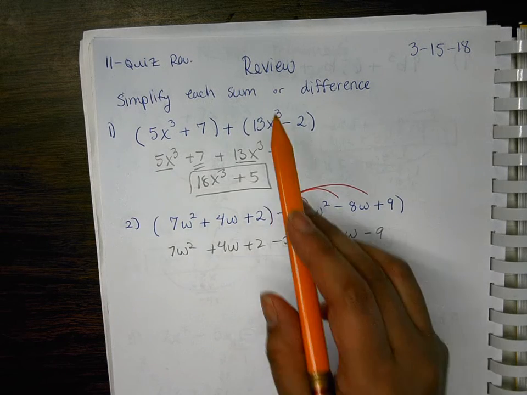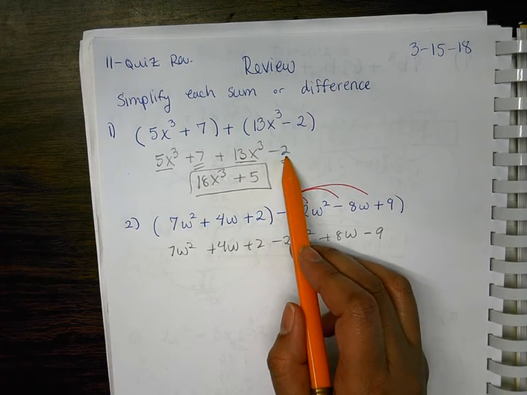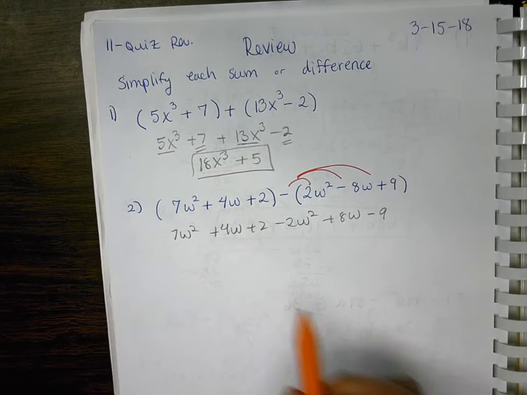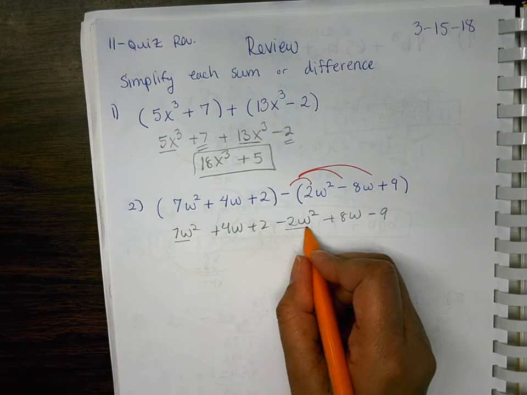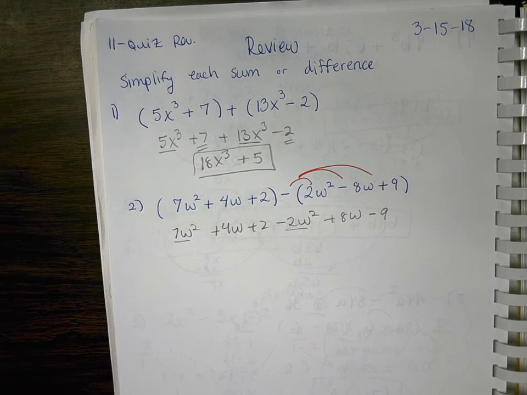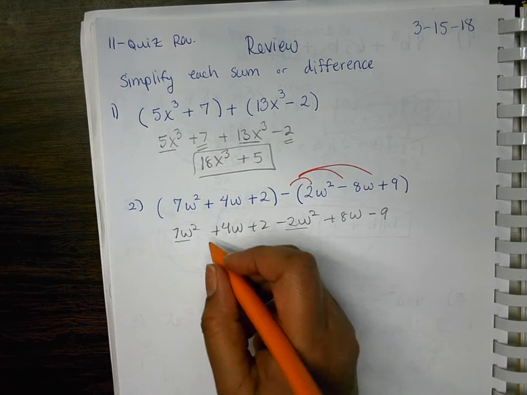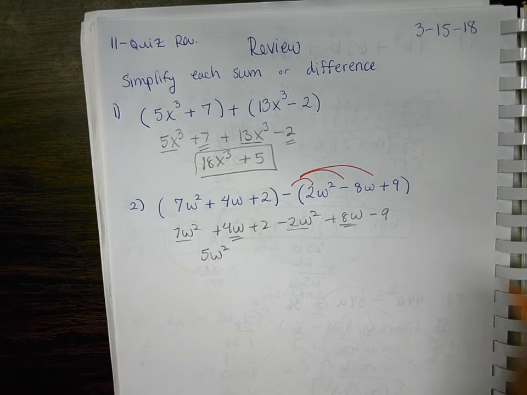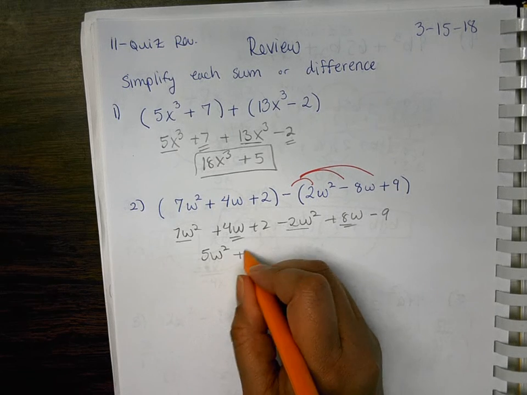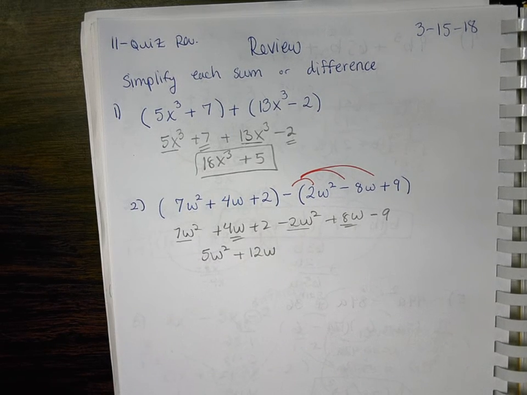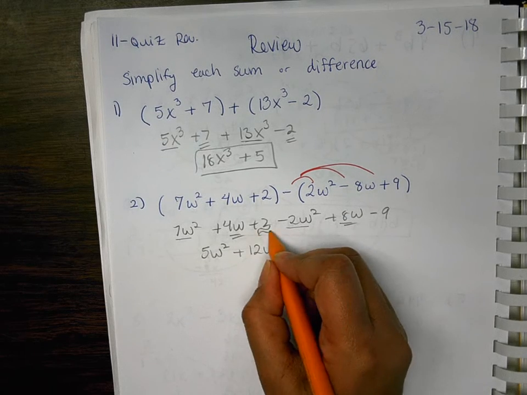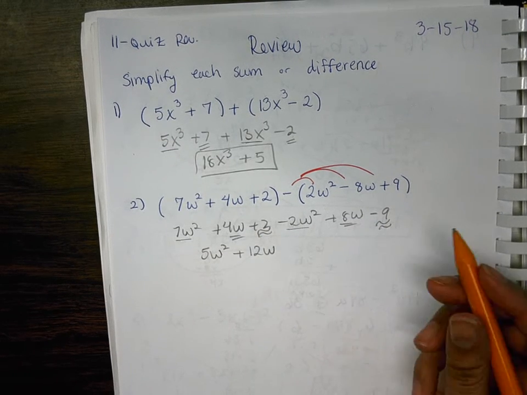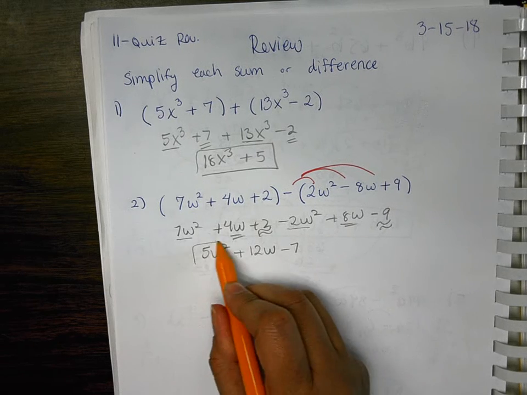Up here I had kids saying, well, I distribute the positive, doesn't that change? No. When you distribute a positive, does anything change? No. All right, 7w squared times negative 2w squared, or add like terms? Combine like terms, add like terms. What's 7w squared and negative 2w squared? 5w squared. 4w and 8w plus 12w squared, or just 12w? Just 12w. All right, and then positive 2 and negative 9. And that there is your answer.